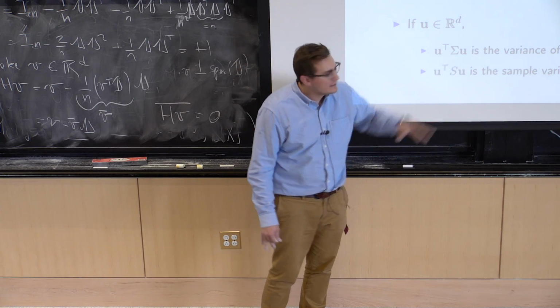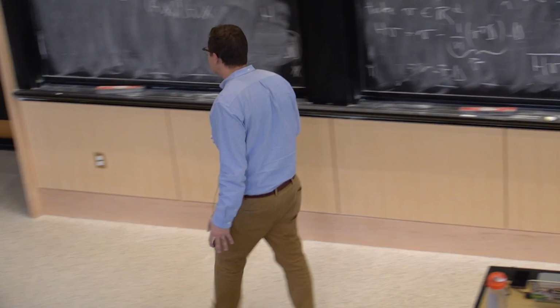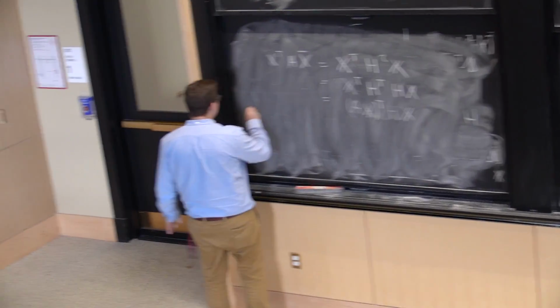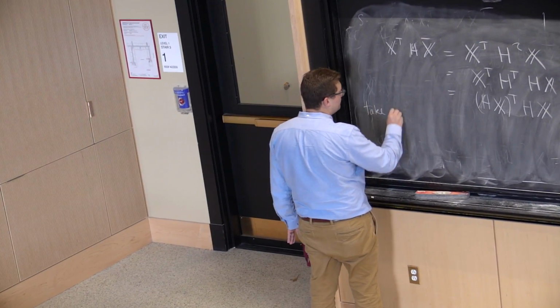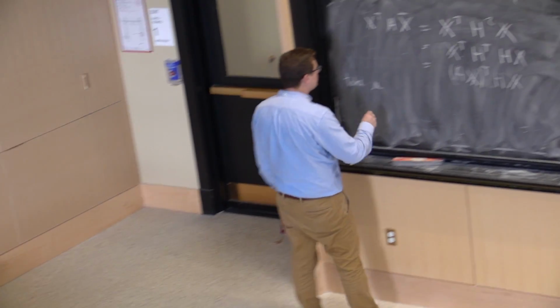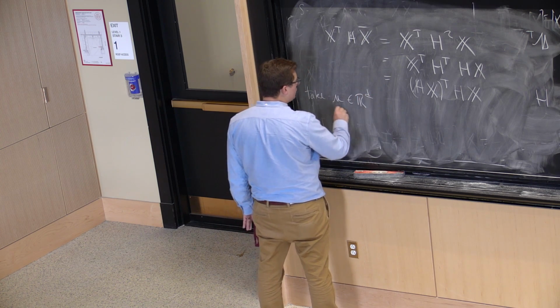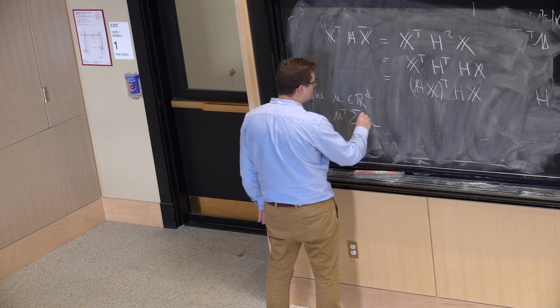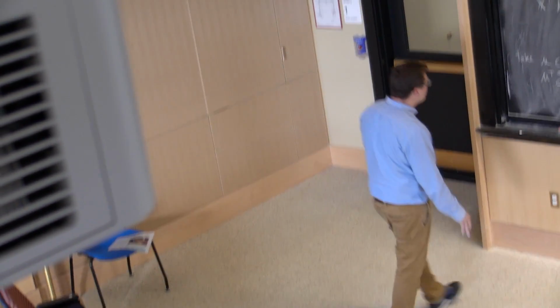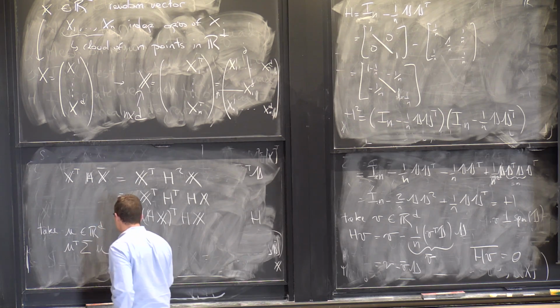Because what's happening is that if I look at this sort of quadratic form, right? I take a vector u, let's say in R^d, and I'm going to look at u transpose sigma u. OK? What is this doing? Well, we know that u transpose sigma u is equal to what?